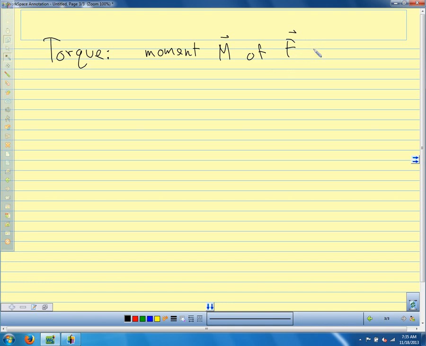Torque is a moment of F about a point P. Do we remember what we said a moment was? How did we define a moment? What was special about moments? Nobody remembers? A moment is a quantity weighted by its distance from an axis.